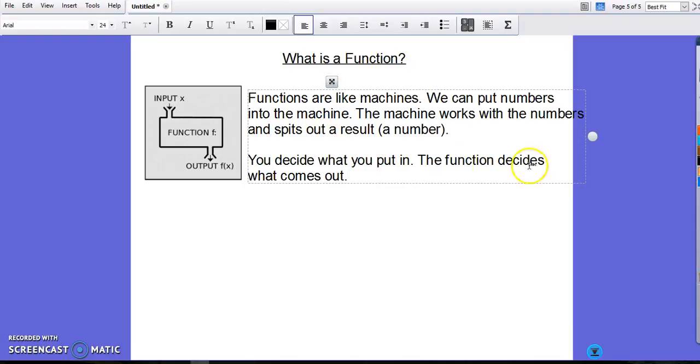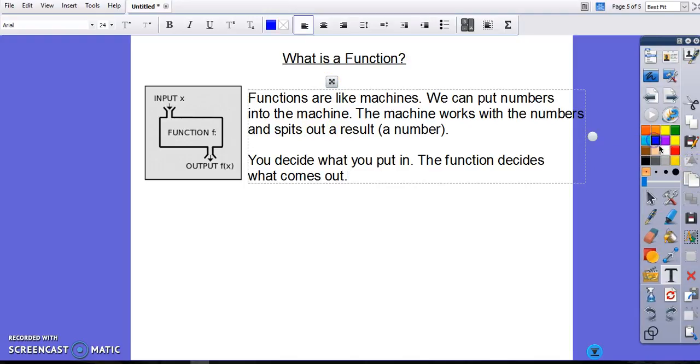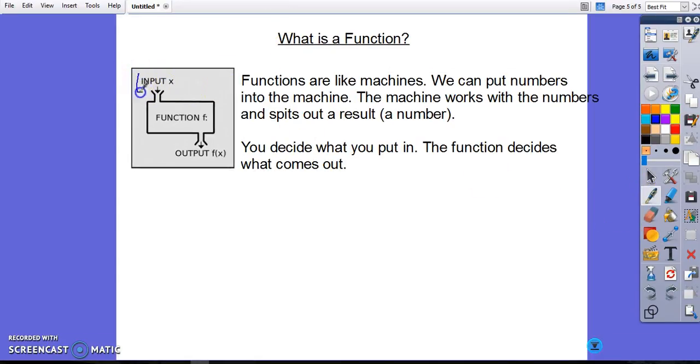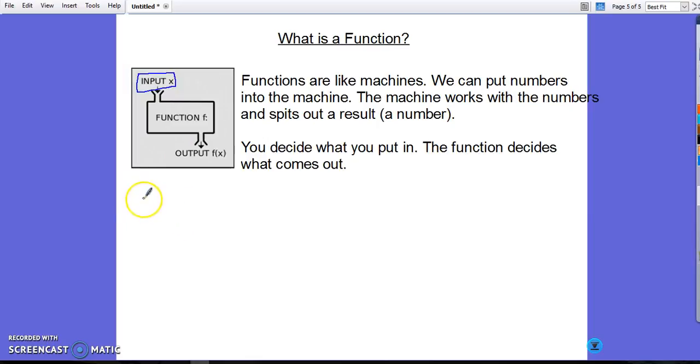And this is why our input values, which are more commonly known as x, generally referred to as the independent variable, because you have choice about what to put in.